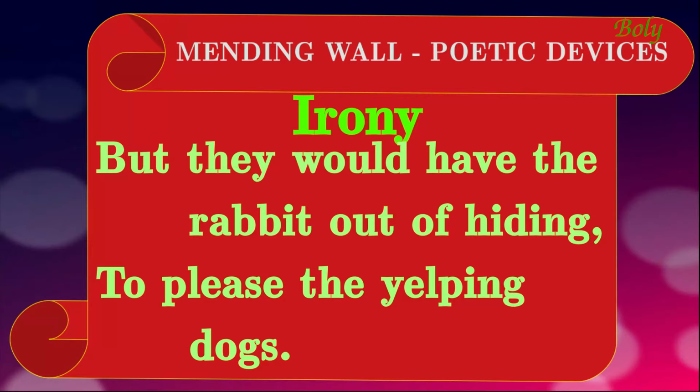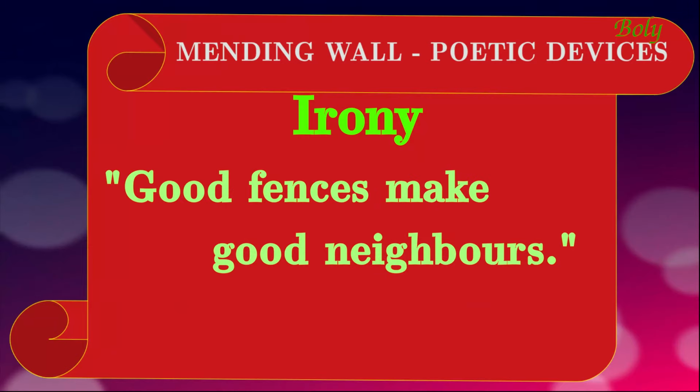Another example of irony in the poem we find is "good fences make good neighbors." Usually we use a fence to separate things, but here the speaker says it makes good neighbors. That is, it unites two neighbors. Here also we see a contradictory situation. What he says is just the opposite of what we expect.